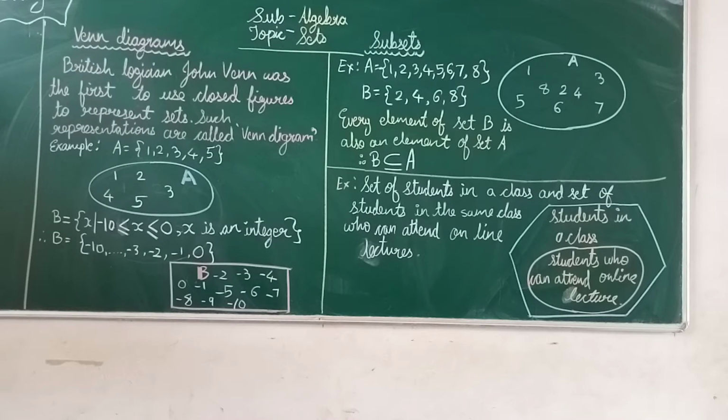Hello students, today we will see Venn diagram. Now what is a Venn diagram? First, it was invented by British logician John Venn. He was the first to use closed figures to represent sets. Such a representation is known as a Venn diagram.